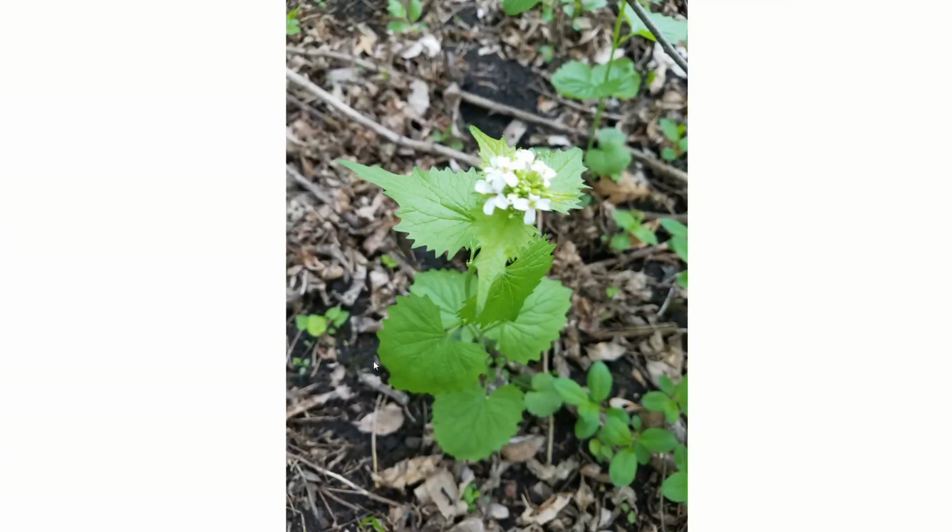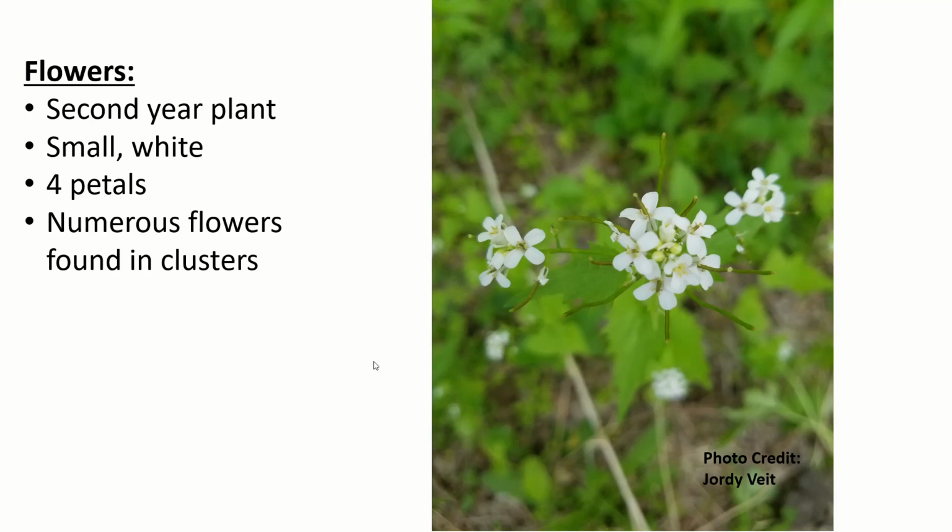Here is just another picture of the leaves. There are some flowers here. I'll talk a little bit more about those here in a second as well. The flowers then are white, as you can see from the picture. They are also 4-petaled. They are small. These are found on the second year growth of the plant.